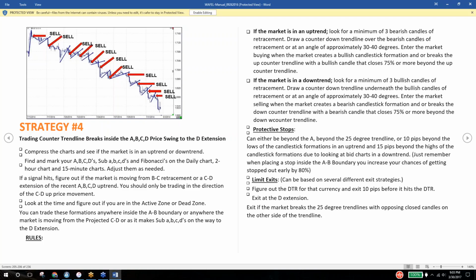What strategy number 4 entails is being able to enter into counter trendline breaks inside the ABCD price swing to go to the D extension. All right? So what we're effectively looking for is for the market to give us signals that it's getting ready to continue in the direction of the trend. So here's what we mean by that.